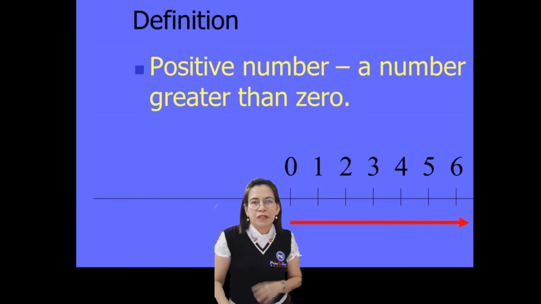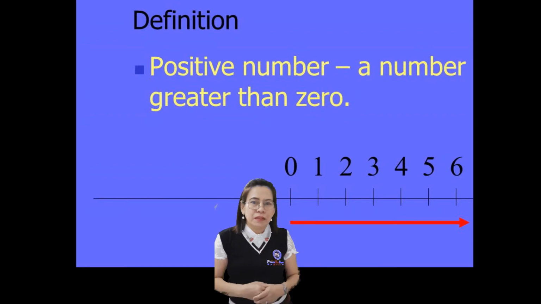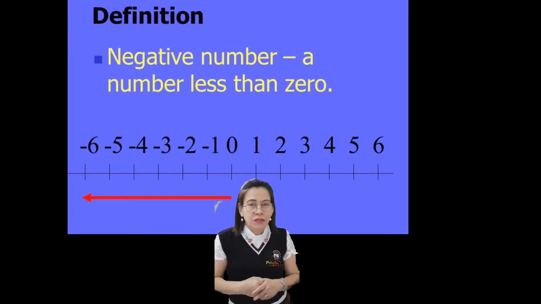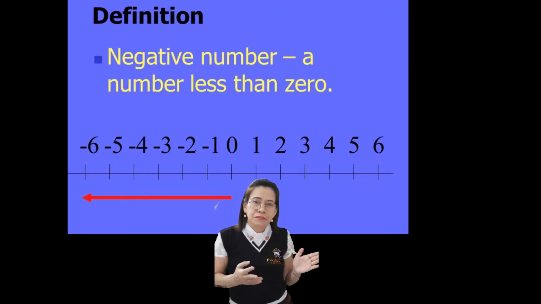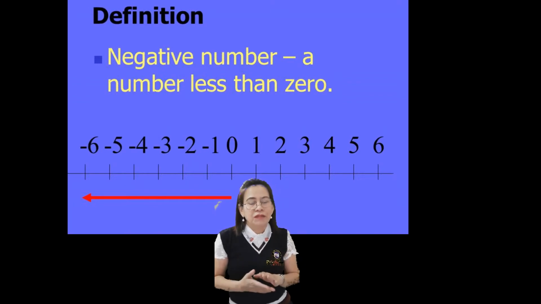Okay, negative number. Negative number is a number less than 0. Say negative 1, negative 2, negative 3, negative 4, negative 5, negative 6. And as this number increases to the left, it means the value of the number is getting smaller.